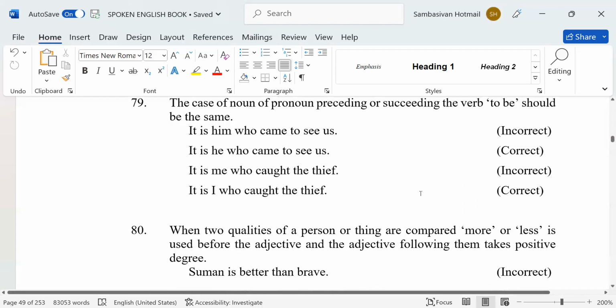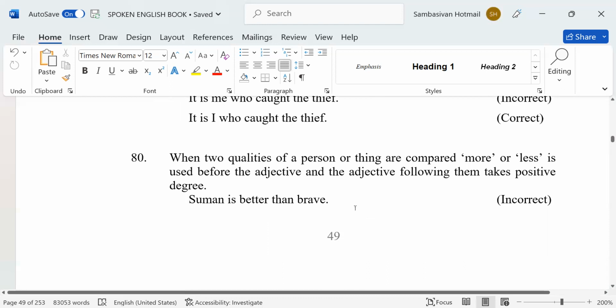79. The case of a pronoun preceding or succeeding the verb to be should be the same. It is him who came to see us. Incorrect. It is he who came to see us. Correct. It is me who caught the thief. Incorrect. It is I who caught the thief. Correct.